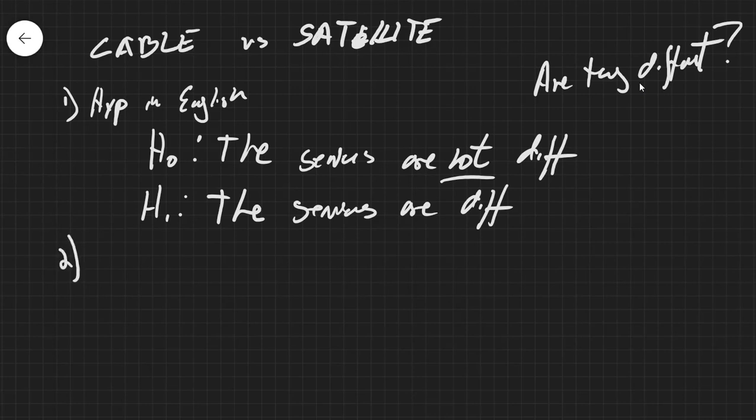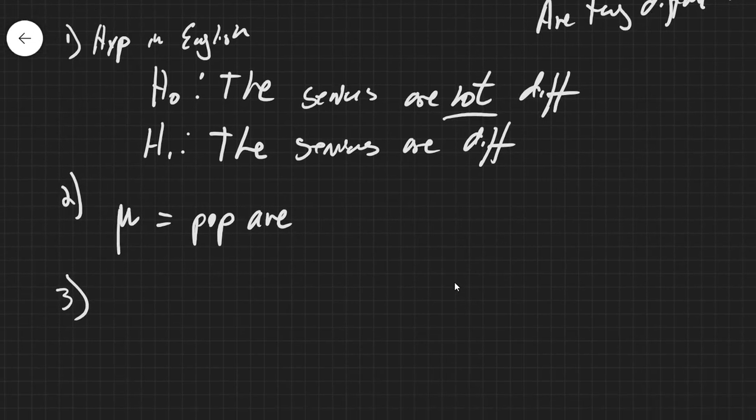Step 2, we need to select the statistical measure. Well, we have a statistical measure. It is going to be the average, because we want to know if the population averages are different. Okay, so that's what we're going to measure.